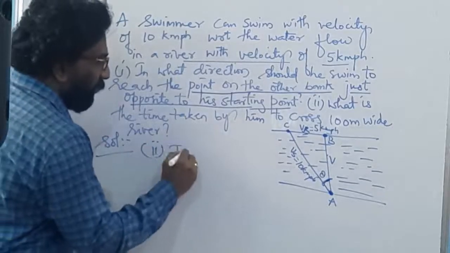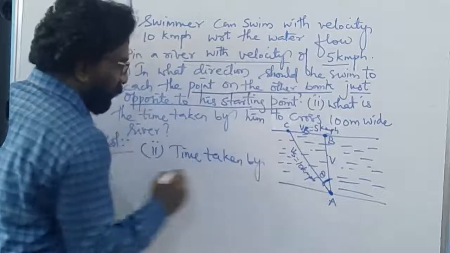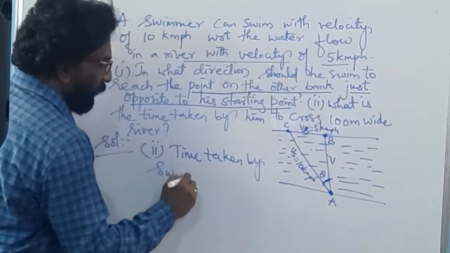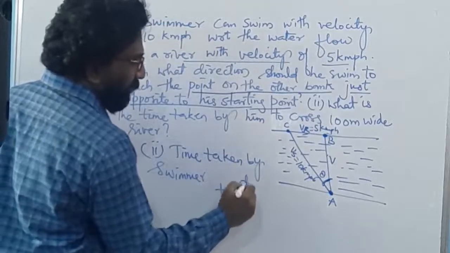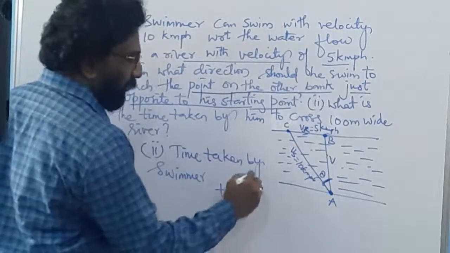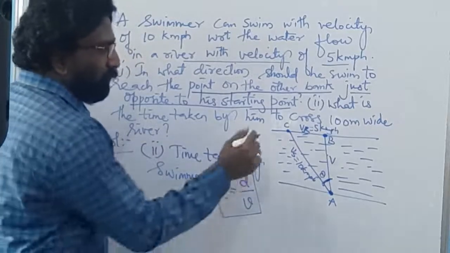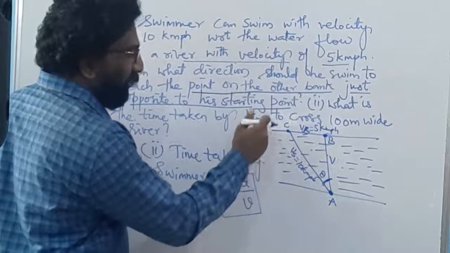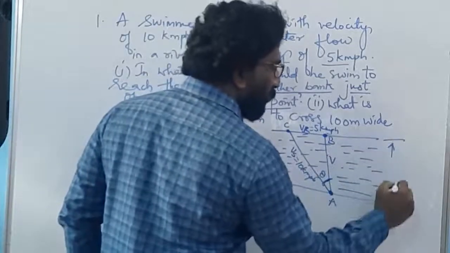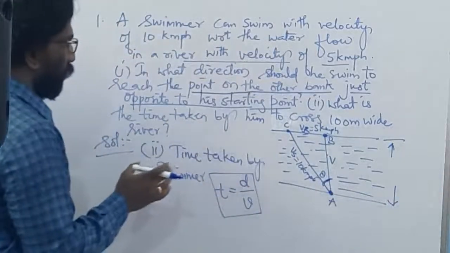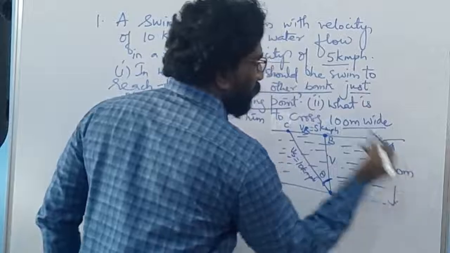What is the second one? Time taken by the particular swimmer to cross the river. What is the formula we have studied? Time taken, T is equal to distance over velocity. This velocity is nothing else but the resultant velocity of the swimmer. So what is the distance between the two banks of the river? It is given that the width of the river is 100 meters.